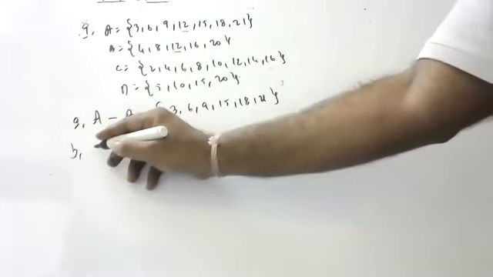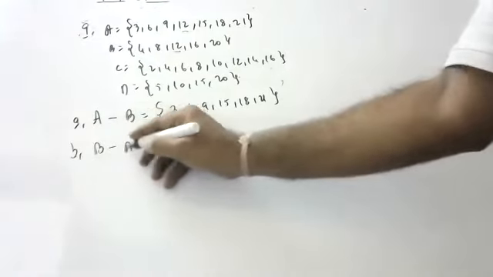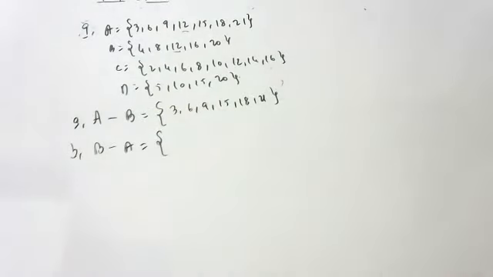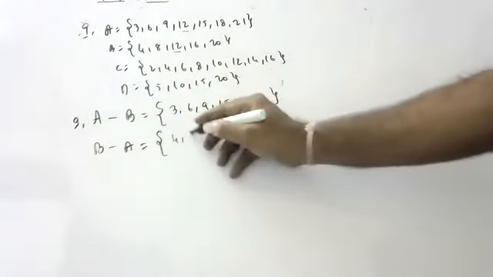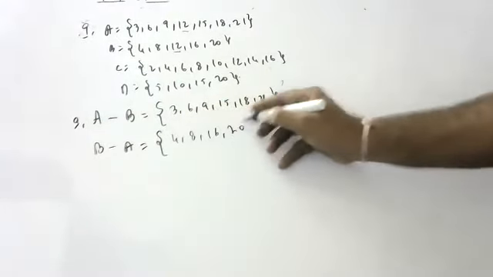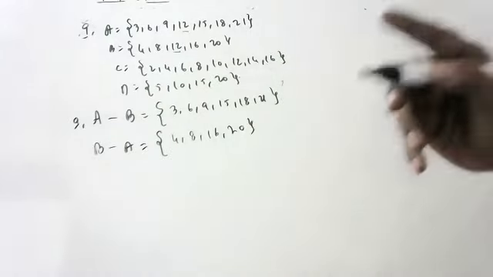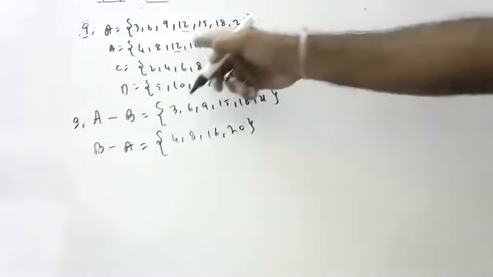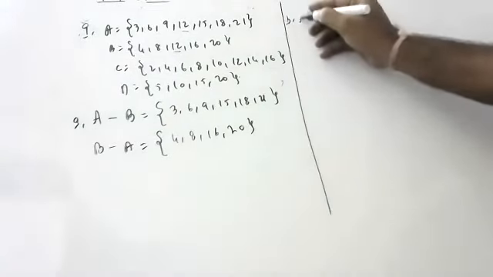Suppose you didn't understand, I will say B minus A. Someone tell me B minus A. 4, 8, 16, 20. That's all. Now you understood, children? All the A elements I removed from B. That's all. This question is not there, just for your understanding I told. So be careful, children. If you do some questions, you'll understand.